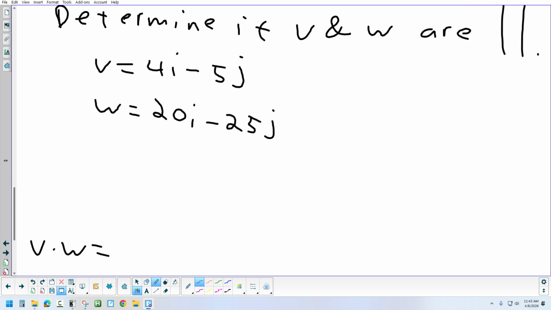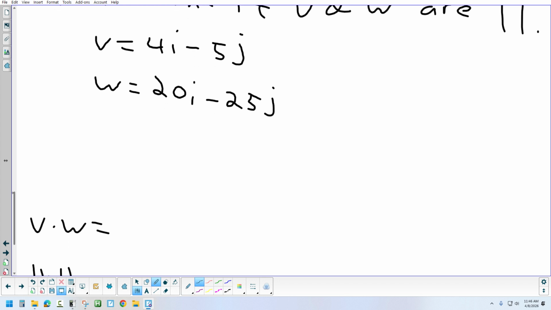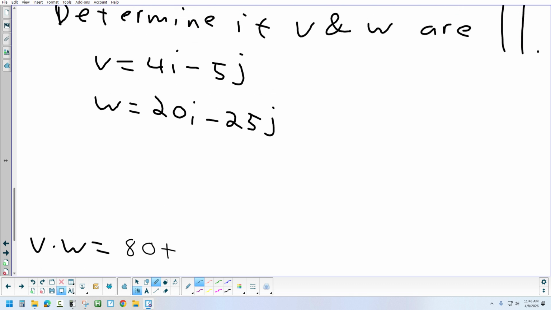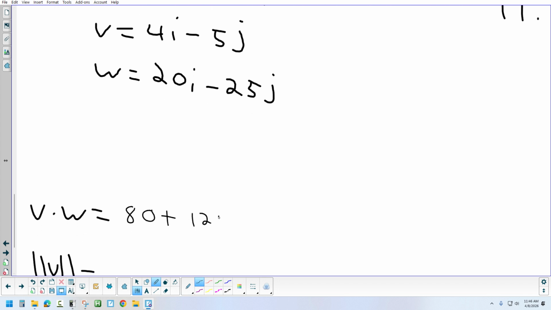All right, what do we multiply first to figure out the dot product? Yep. So we got 4 times 20, which is how much? 80. Plus, what's negative 5 times negative 25? Yep. 125. And that gives us a dot product of how much? Yep. 205.